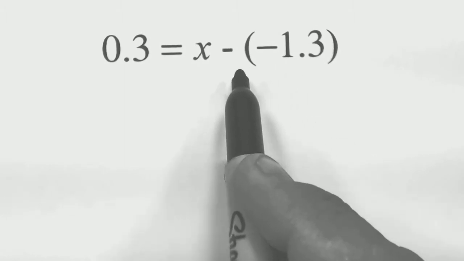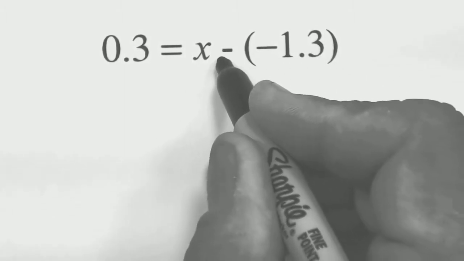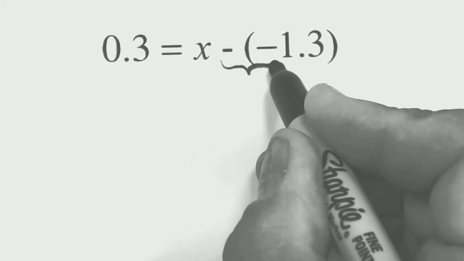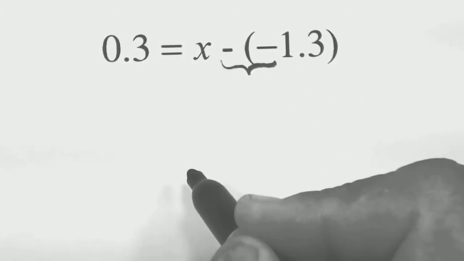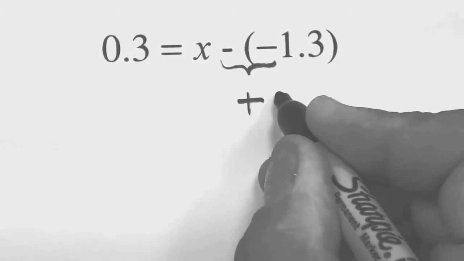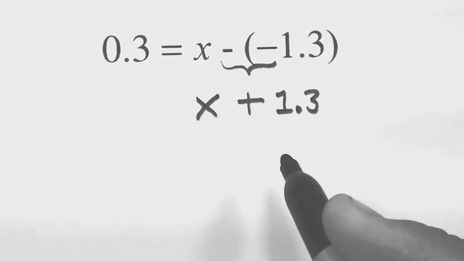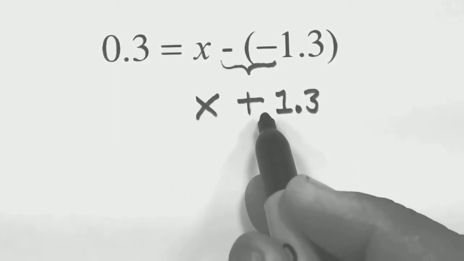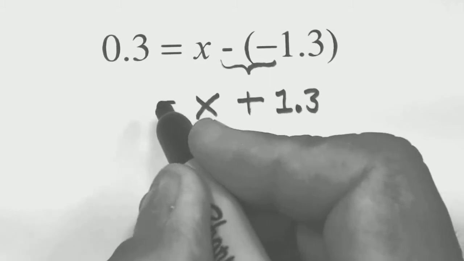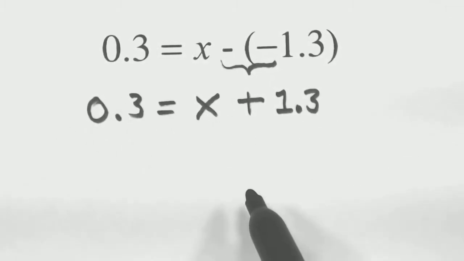Anytime you have the balance scale, you can solve for x. The first thing we do on here is use the rules, as we've learned in the past, to combine these 2 minus signs. The 2 minus signs will combine to a single plus. So let's rewrite our equation here. The right side now is officially x plus 1.3. And of course, we've got 0.3 on the left.